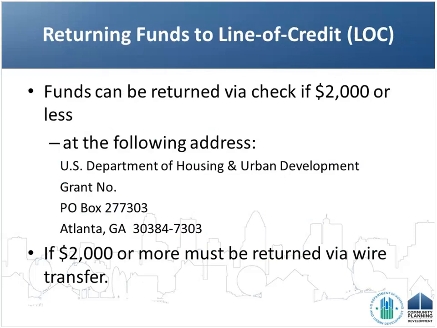As I mentioned earlier, if the grantee exceeded the planning and admin expenditure cap, the first required action is to repay the funds to the line of credit. To return funds to the line of credit, if it's $2,000 or less, the grantee can send a check to P.O. Box 277303 in Atlanta. If it's $2,000 or more, it must be returned through wire transfer.